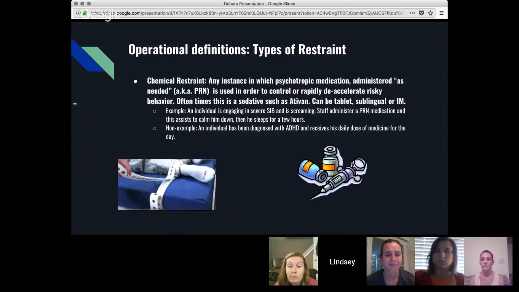A chemical restraint is defined as any instance in which psychotropic medication administered as needed is used in order to control or rapidly de-escalate risky behavior. Oftentimes, this is a sedative such as Ativan, which can be a tablet, sublingual, or IM. An individual is engaging in severe SIB and is screaming, staff administer a PRN medication and this helps calm him down. Then he sleeps for a few hours. A non-example is an individual who has been diagnosed with ADHD and receives his daily dose of medicine for the day.